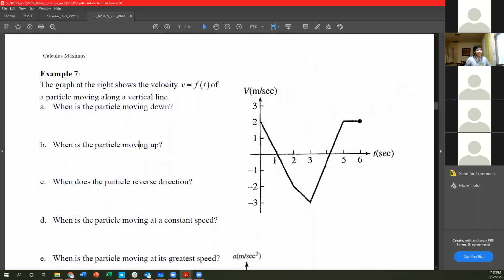So when is the particle moving up then? Basically every other time that we didn't mention. So that's from 0 to 1, and this point to 6, right? That's when the particle is moving up. Okay.